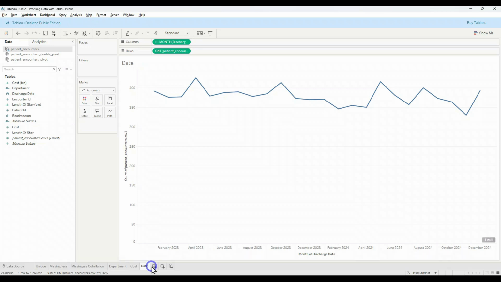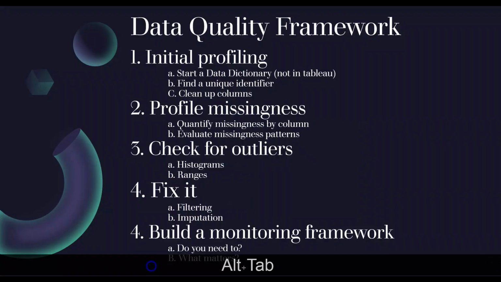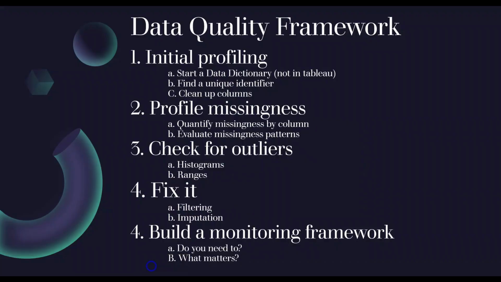Now we have a profile generally of the different fields in our data set. If this were a bigger data set or a more serious project, I would take on this task of profiling each one of the columns individually to find out, what does the data look like? What are some possible issues that might exist there? So that is checking for outliers, looking at histograms and ranges. The next thing is to consider fixing things.